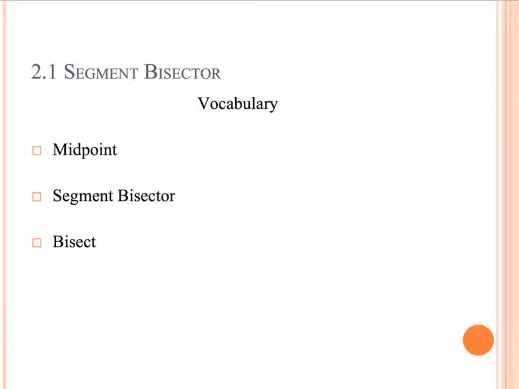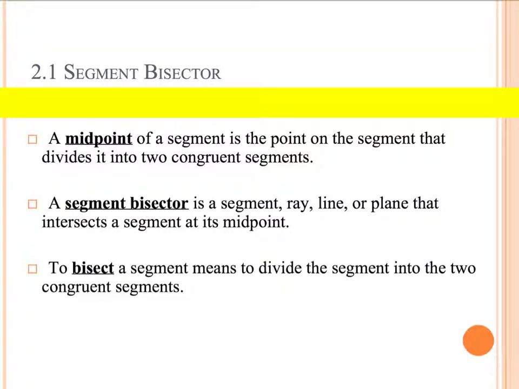Okay, so here are our vocab words. I want you to write this down. It says a midpoint of a segment is the point on the segment that divides it into two congruent segments. So if I have a midpoint, here's our line segment. Our midpoint is going to be right in the exact middle. And what that does is that separates those two sides into the exact same measurement.